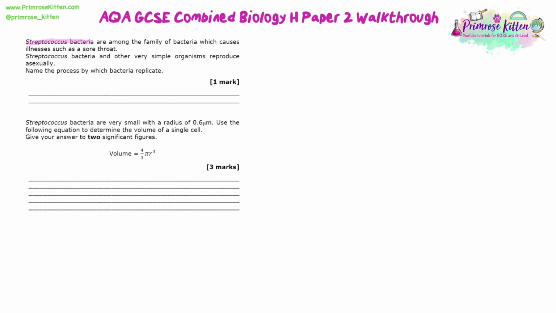Streptococcus bacteria are among the family of bacteria which causes illness, such as a sore throat. Streptococcus bacteria and other very simple organisms reproduce asexually. Name the process by which bacteria replicate. So it's telling you that bacteria reproduce asexually, and we want the name for the process that they divide by. It's not mitosis, because it's bacteria we're talking about, not animal cells. So we can't say mitosis, even though it's talking about asexual reproduction and cell division. Hopefully we should know this.